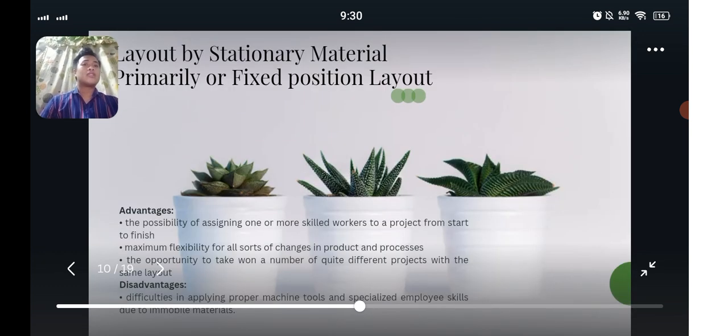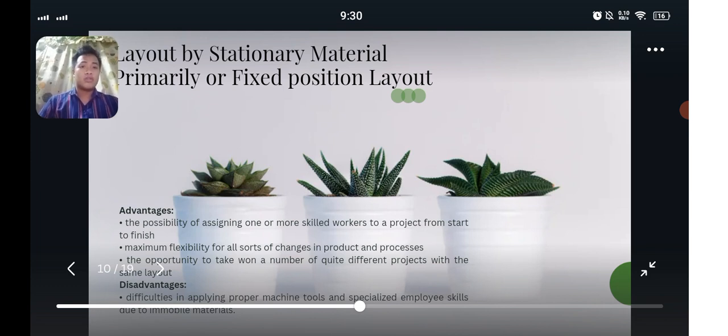So for the layout by stationary material, primarily or fixed position layout, the advantages are the possibility of assigning one or more skilled workers to a project from start to finish. The second one is maximum flexibility for all sorts of changes in a product and processing. The last advantage is the opportunity to take on a number of quite different projects with the same layout.